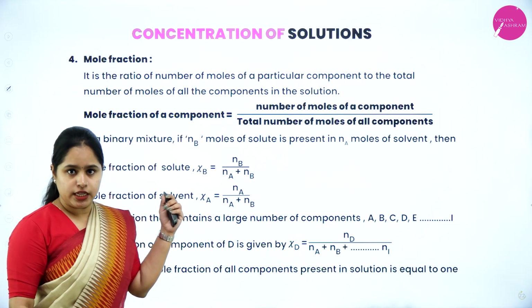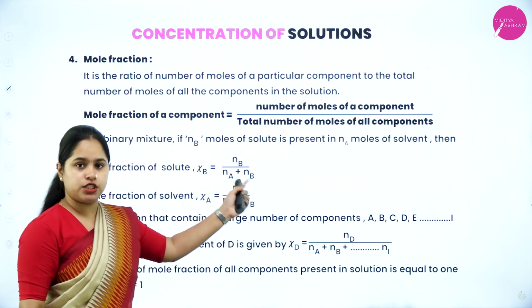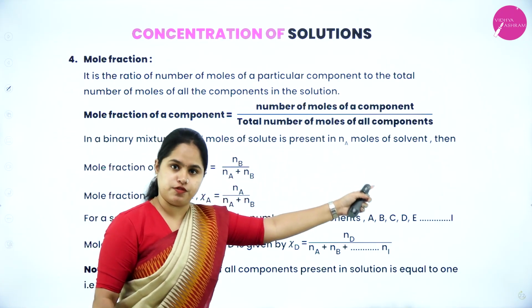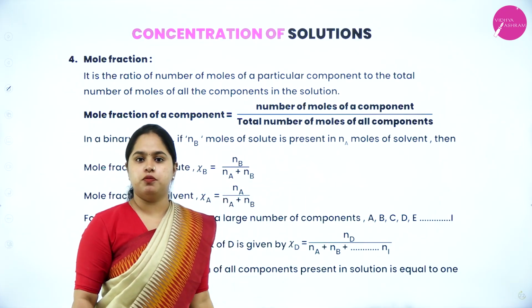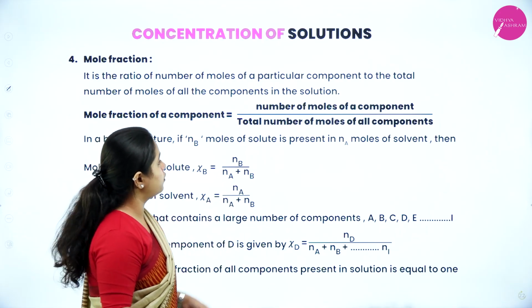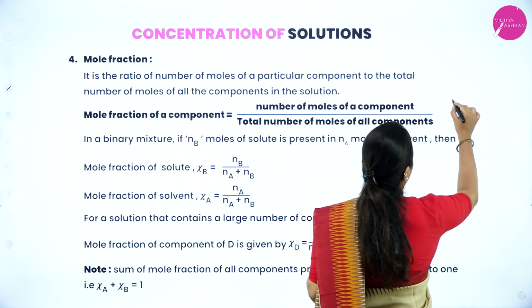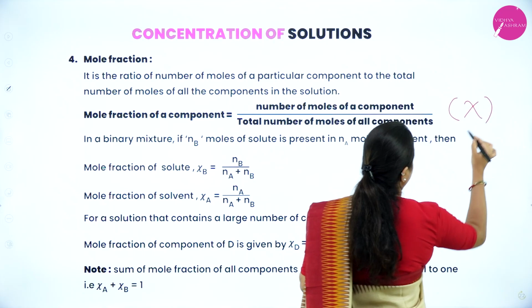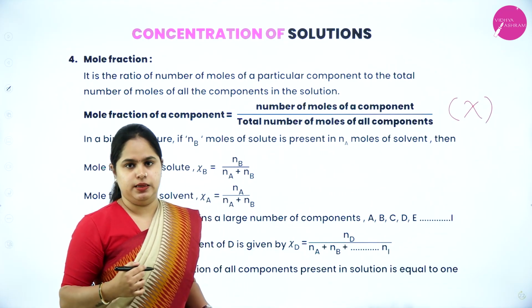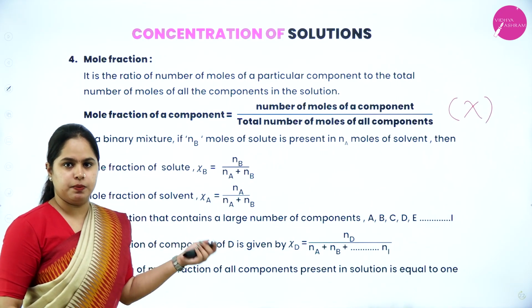So you can see in the equation that is given here, mole fraction is equal to number of moles of the component by total number of moles of all the components. And mole fraction is represented by the symbol chi. It is not X, it is chi. Okay, it is represented by the symbol chi.